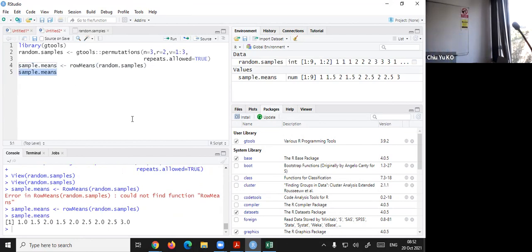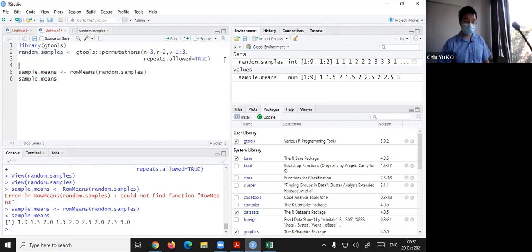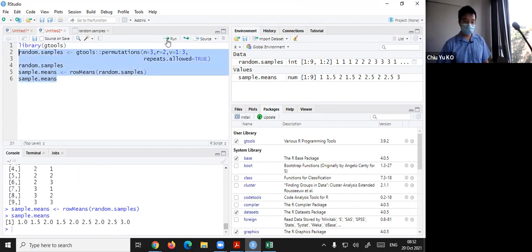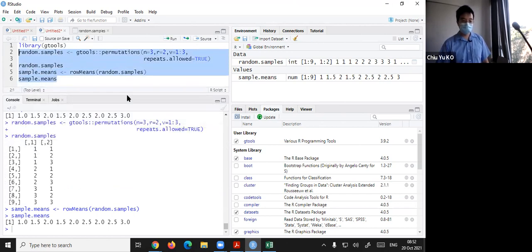For each row, you calculate the mean. For 1, 1 the mean is 1. For 1, 2 the mean is 1.5. The next entry is 1 and 3, the mean is 2. Basically it's the mean of each random draw. Let me display this again so you have a better idea. You have all the random samples, 1, 1, 1, 2, 1, 3, 2, 1, and the rest, and you calculate the mean for each one.